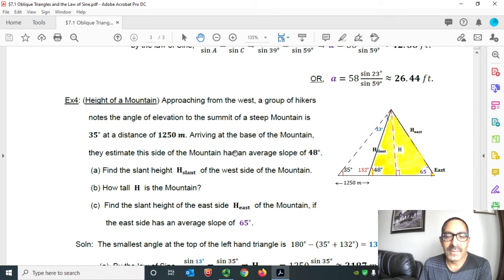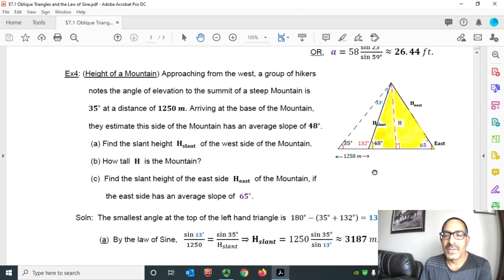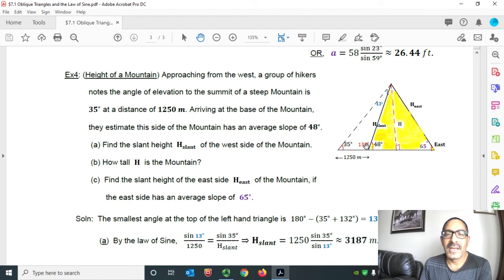Arriving at the base of the mountain, they estimate this side of the mountain has an average slope of 48 degrees. So now this angle is 48 degrees. Then obviously this angle is 180 degrees minus 48 degrees, which turns out to be 132 degrees. Great.